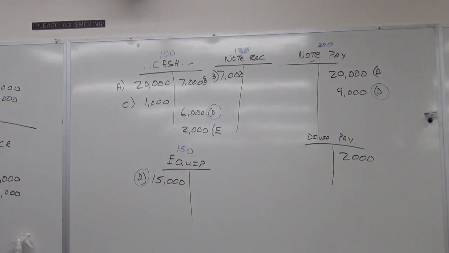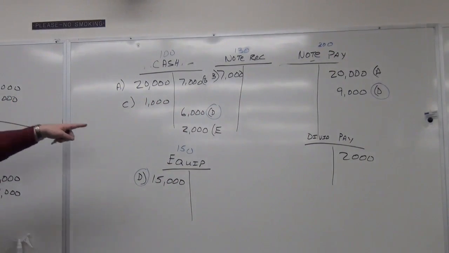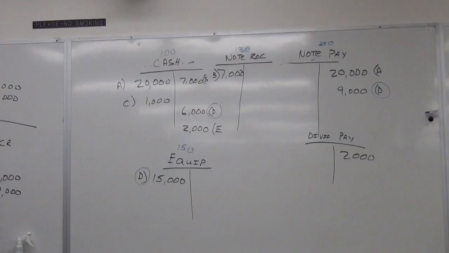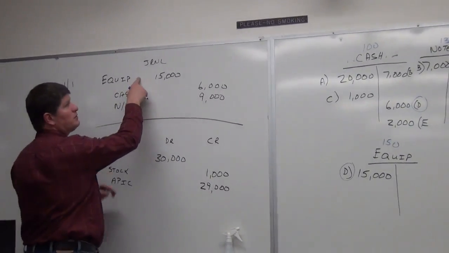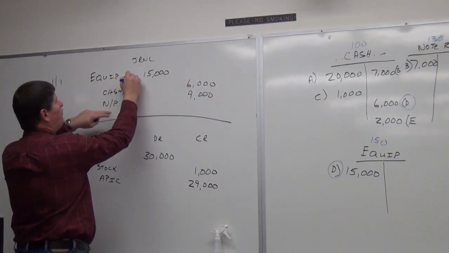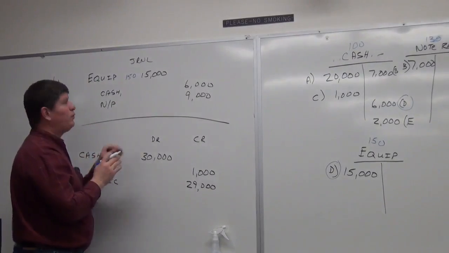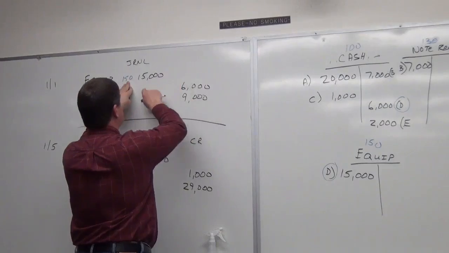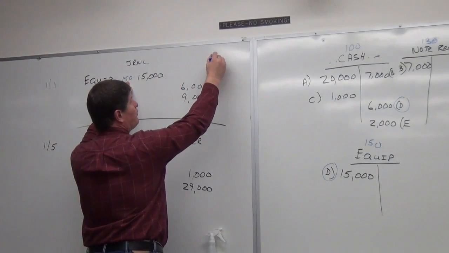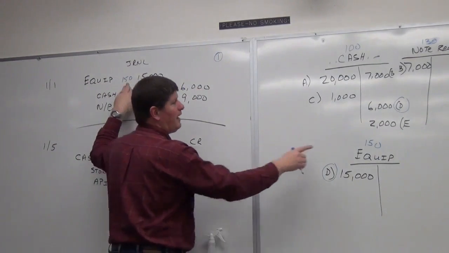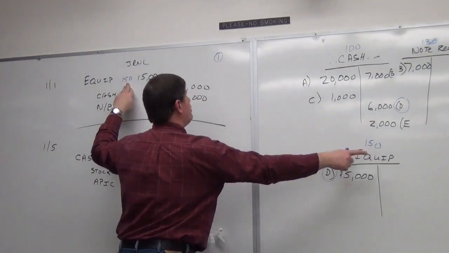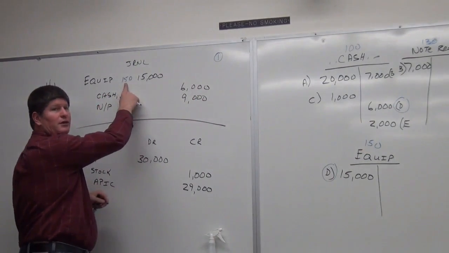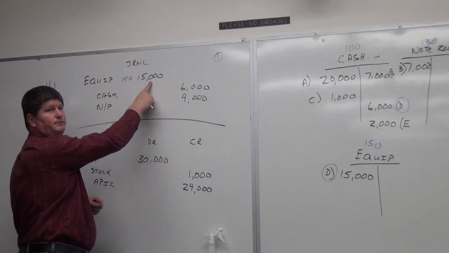So they'd all have a number. So when you post from the general journal to the general ledger, you would come up with a posting reference. So equipment is 150. So when this gets posted to here, you would put in the page number for the general journal as your reference. And when you write in the account number here, that tells you that this has been posted.